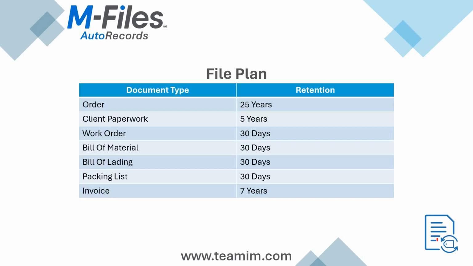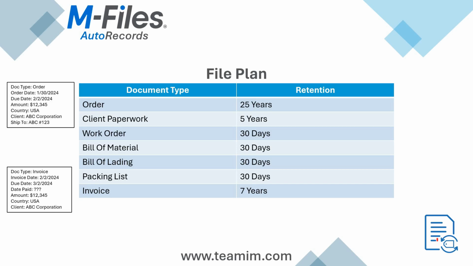We know for any document with a document type of order, the retention should be 25 years, and the document type of invoice, it should be 7 years. But we're missing something in our file plan. Our invoice has 3 different dates: the invoice date, the due date, and the date paid. We're supposed to keep our invoice for 7 years, but 7 years from which date? And the same is true of the orders. We had multiple dates, and we don't know which one to use.